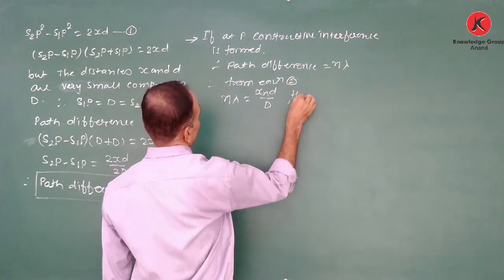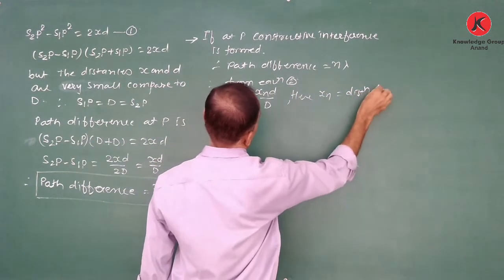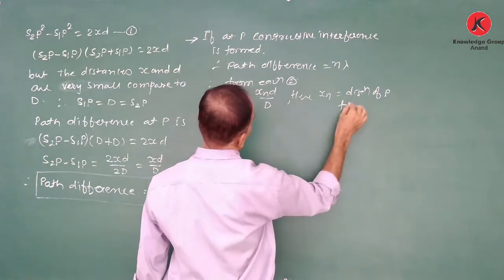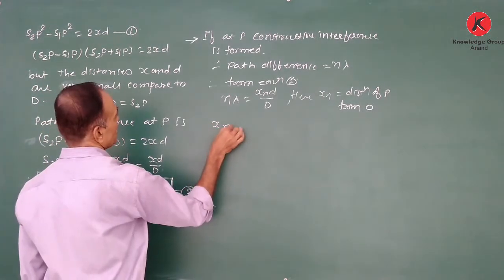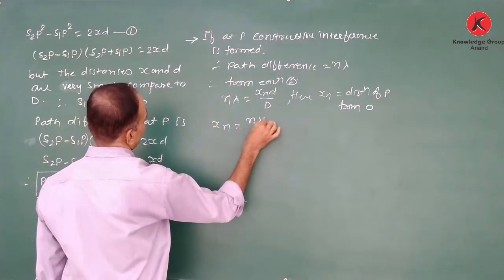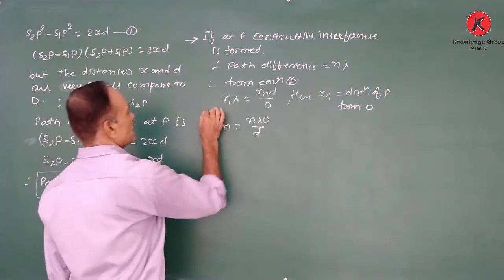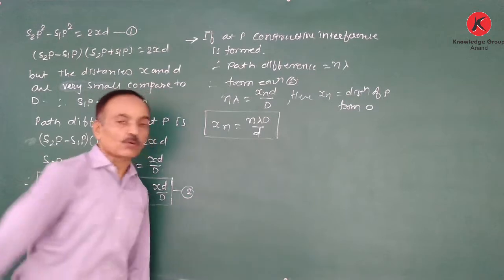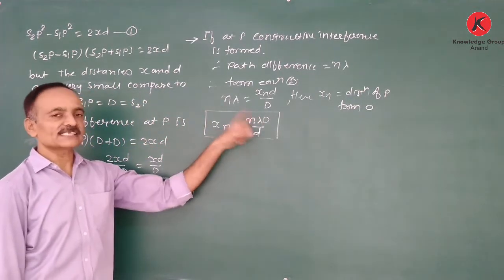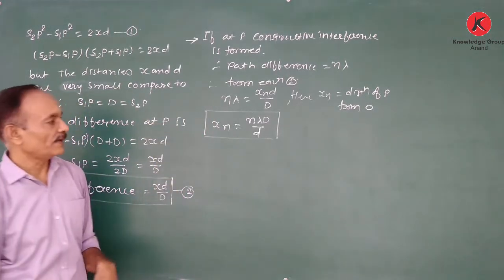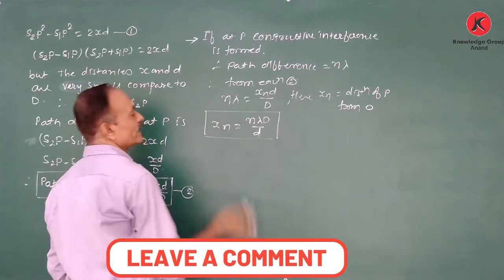Here, xn is equal to the distance of P from O. So from this equation, xn is equal to n lambda D upon d. That is the equation of the distance of the nth order fringe obtained at xn distance from the center of the screen. So xn is equal to n lambda D upon d.